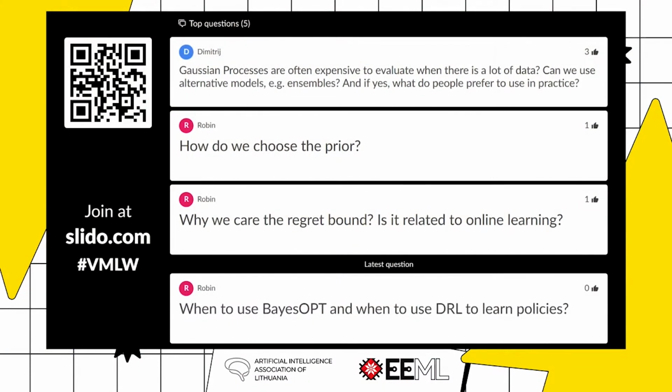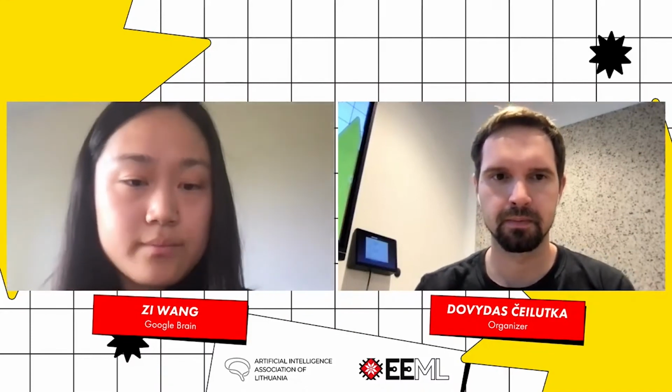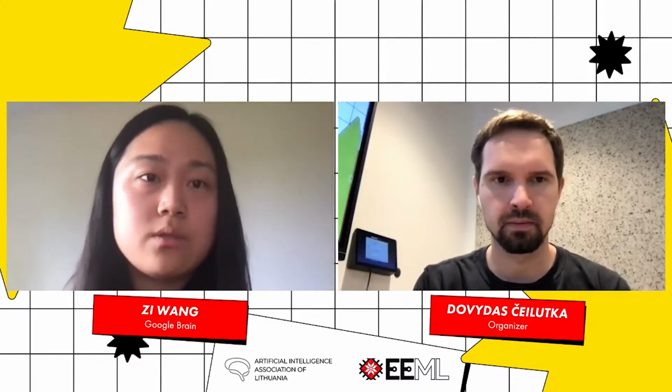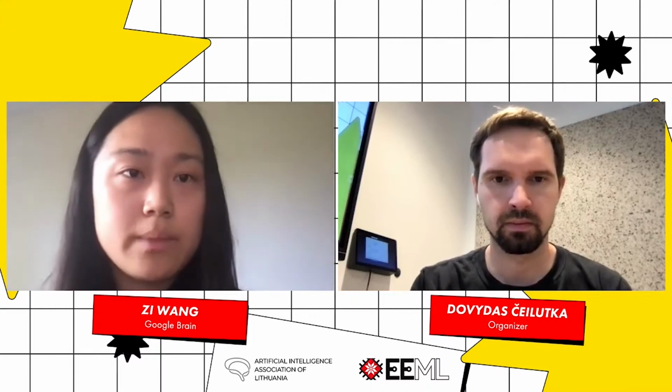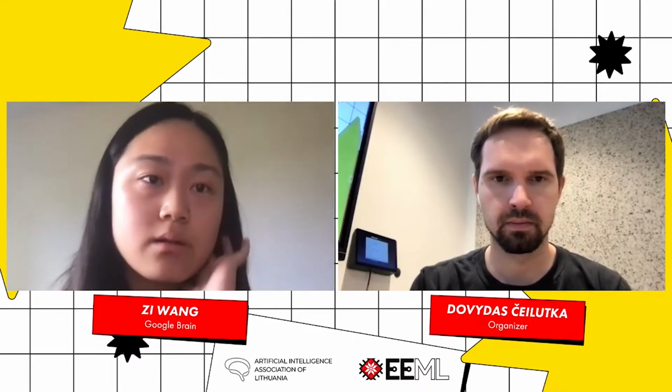He asks, Gaussian processes are often expensive to evaluate when there is a lot of data. Can we use alternative methods, e.g. ensembles? And if yes, what do people prefer to use in practice? Yeah, that's a very good point, and that's something a lot of people are thinking about. Can we use ensembles or even Bayesian neural nets in order to make this process easier?